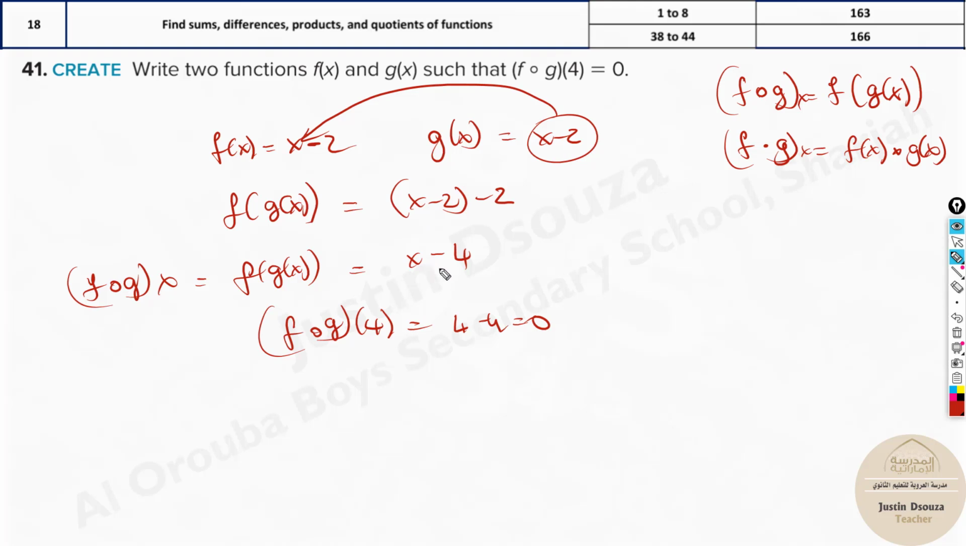But now what if they don't allow for same functions? If they have mentioned, this is possible, okay? If you have two same functions and you compose, when you substitute 4 over here, you'll get 0. But what if they don't allow you two same functions? You need to have something else.